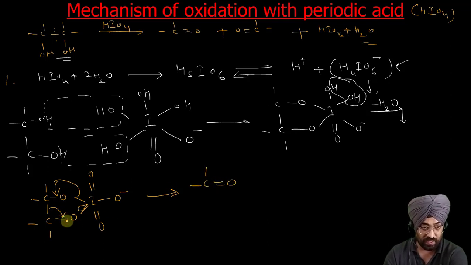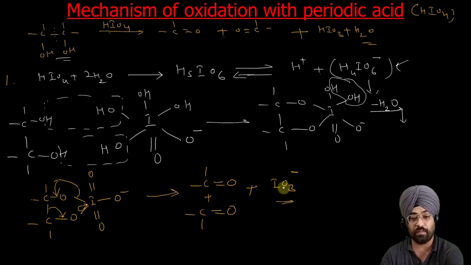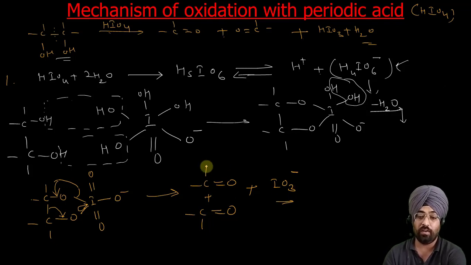You can see this also becomes C double bond O. So it has been oxidized, plus IO3 negative. So it can combine with H positive to give you HIO3. So that is how the reaction takes place. This is the mechanism of this reaction. So it is quite simple.